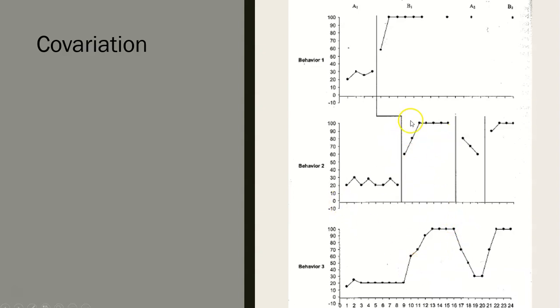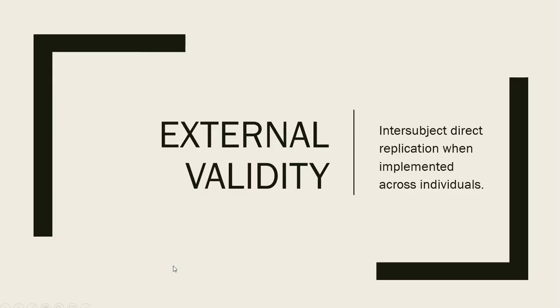In this case, they're not independent of each other, and when intervention is in place with behavior 2, it impacts behavior 3 inadvertently. This can be good, but we don't have 3 replications of effect with the intervention, so we lose some of our experimental control. Now, external validity is shown with the inter-subject direct replication, if this is replicated across more than one individual.